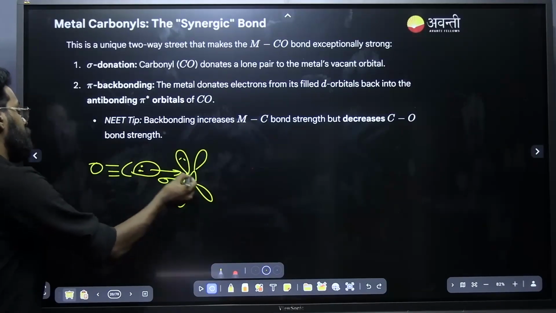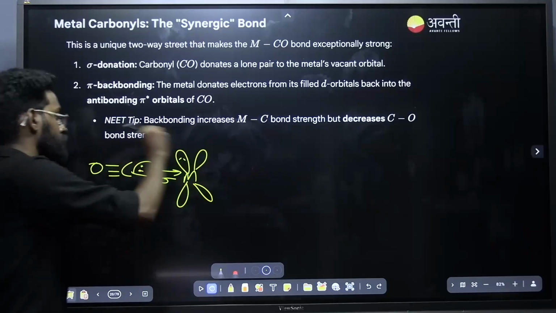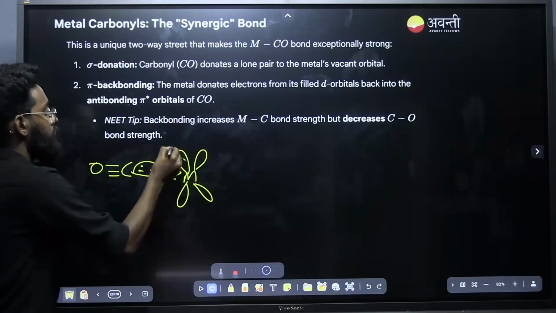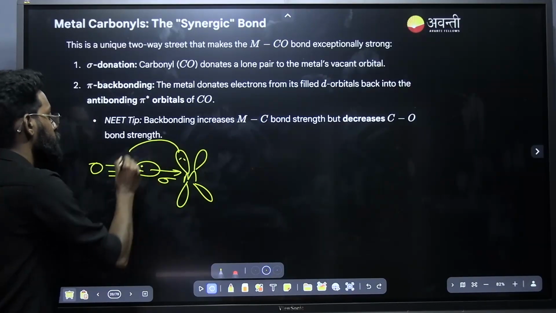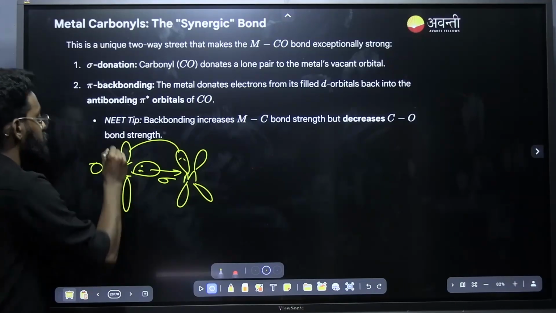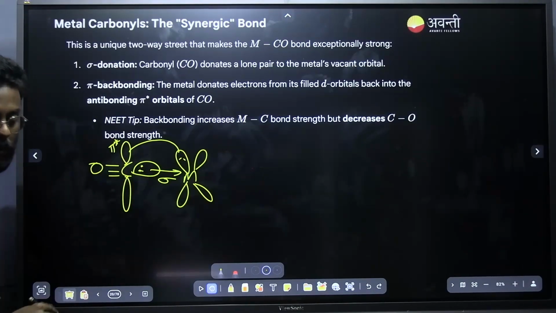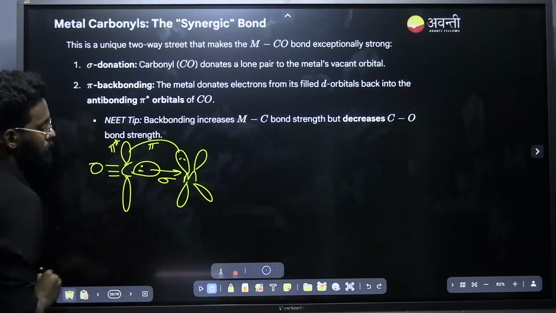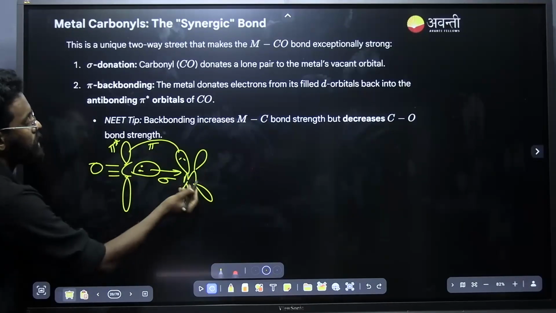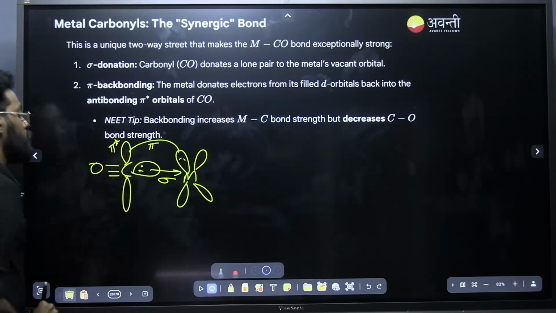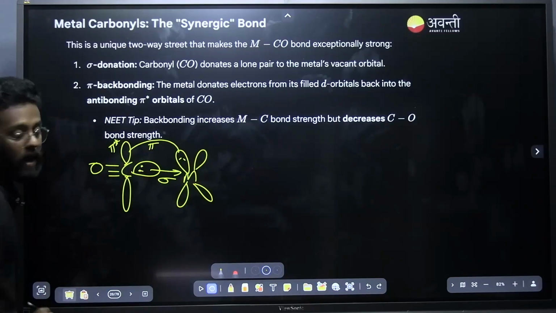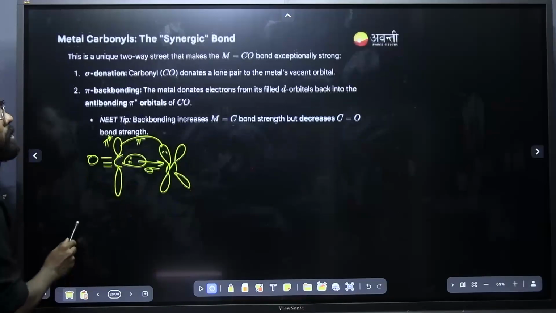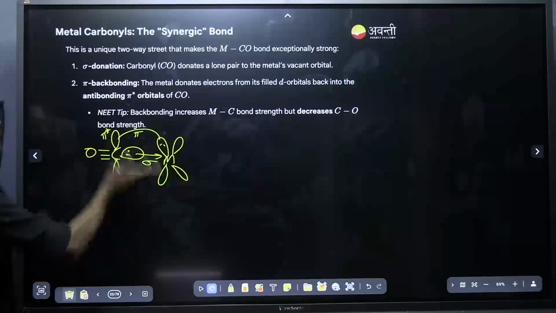Then what is going to happen? When electrons are donated to the metal, the metal will become electron rich. Once the metal becomes electron rich, the electrons in the metal will be back donating to the anti-bonding pi star orbital of the carbon and forming a pi bond. First it will be forming a sigma bond, then the metal will be back donating electrons to the anti-bonding pi star orbital of carbon. Thereby the metal carbon bond strength increases. This process is called back bonding, sigma and pi bond.